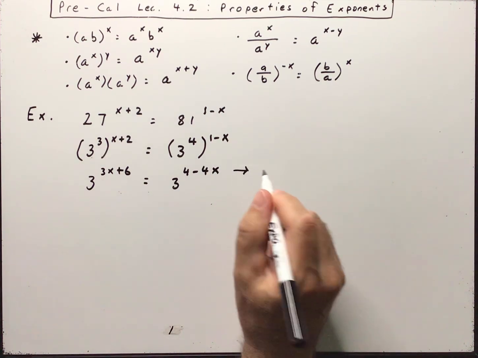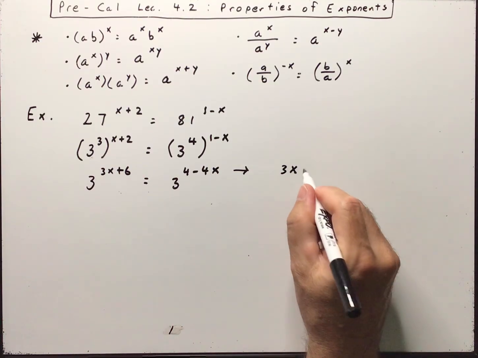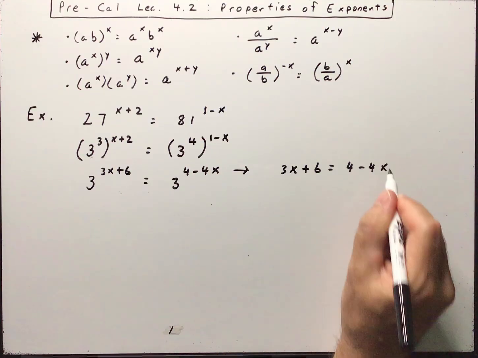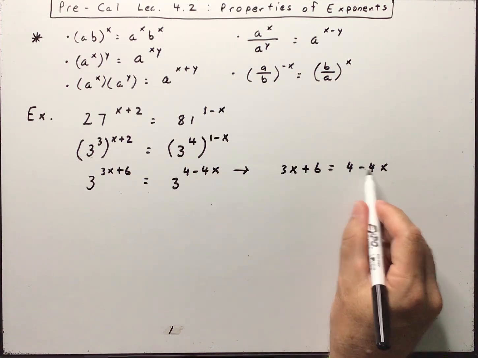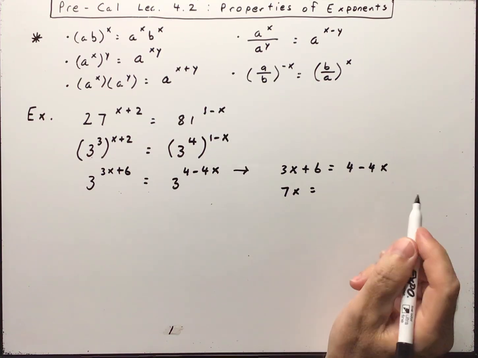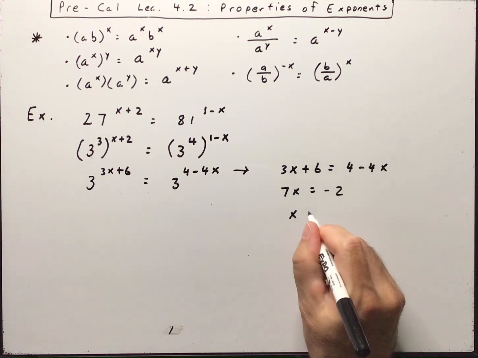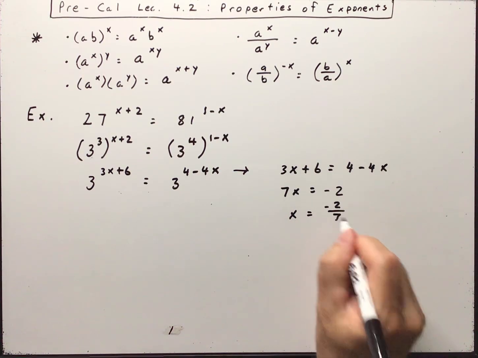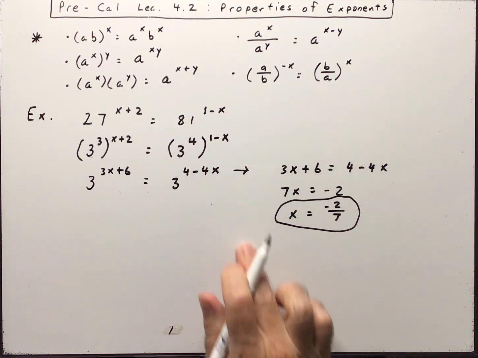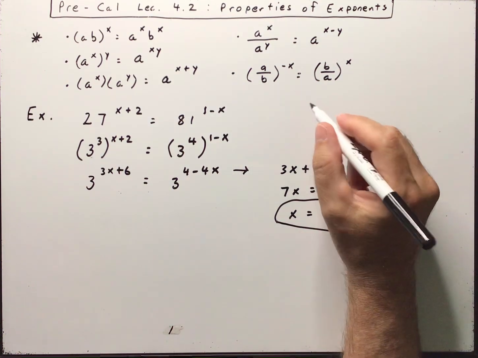And now we've got a common base, so we can set the exponents equal to each other to solve. 3x plus 6 is equal to 4 minus 4x. Let's move that negative 4x to the left, adding it. That'd be 7x. Subtract 6 from both sides. 4 minus 6 would be -2. So x is -2 over 7. That's probably not one that would be easy to solve in your head. But with this manipulation technique, pretty easy to solve.